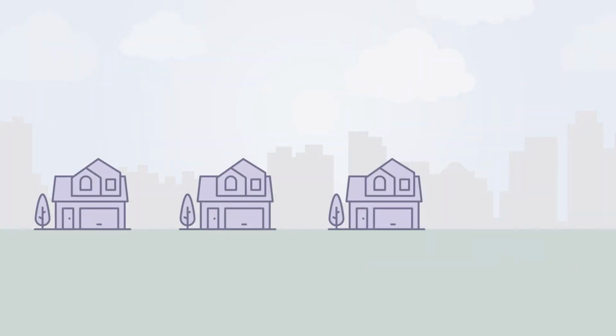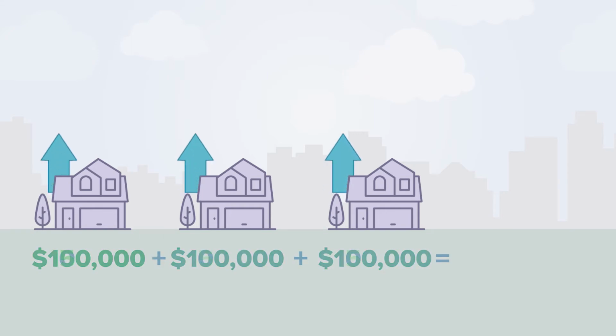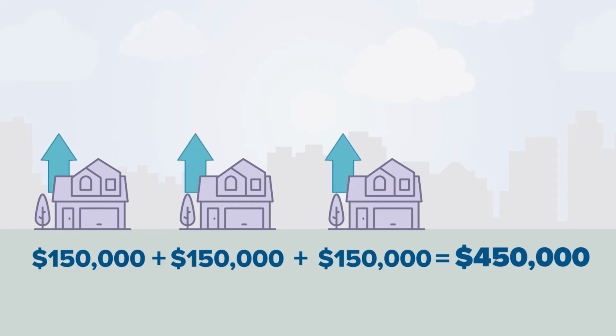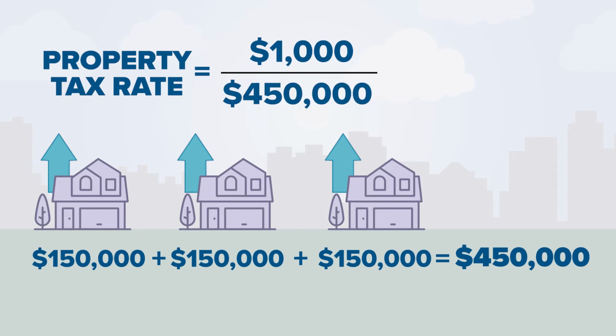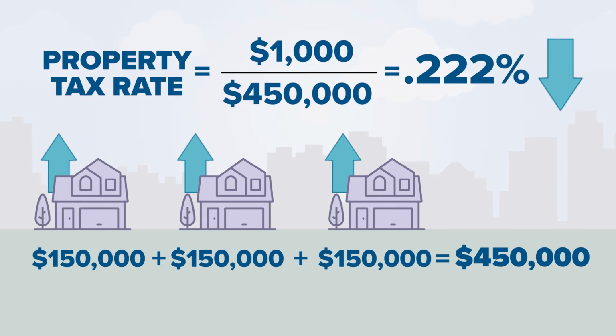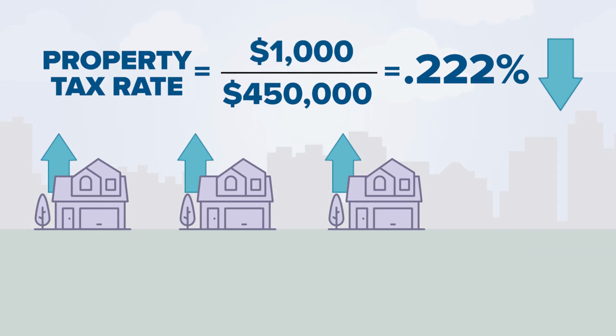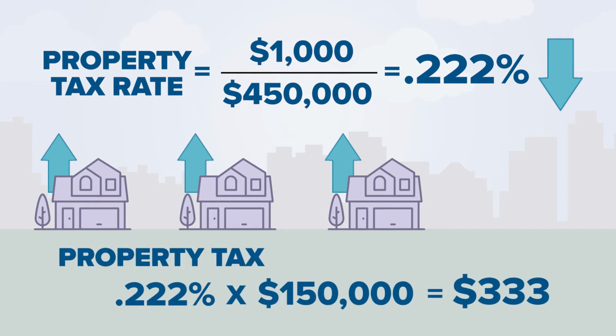Let's say the next year, all 3 properties have gone up equally in value. If we go back to our calculation, the total cost of funding required through property taxes hasn't changed, but the total property assessed value has increased. When this happens, there will be a decrease in the tax rate. Although the tax rate is lower, the town still needs to collect the same amount, $1,000, in order to balance the budget. Therefore, when we apply that new, lower rate on all the homes, everyone still pays the same amount as the prior year, $333.